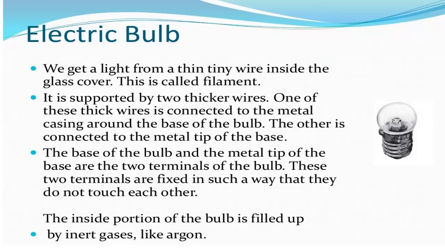This is the structure of a torch bulb. The torch bulb consists of a small glass bulb fixed on a metal case. Inside the glass bulb, there is a very thin wire fixed between two thick wires, and the thin wire is called the filament of the bulb. The filament is made of very thin tungsten wire, and it is supported by the two thick wires inside the glass bulb.